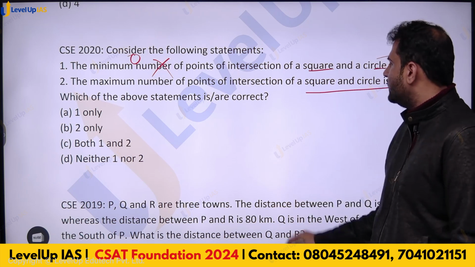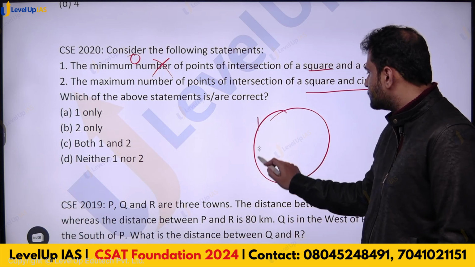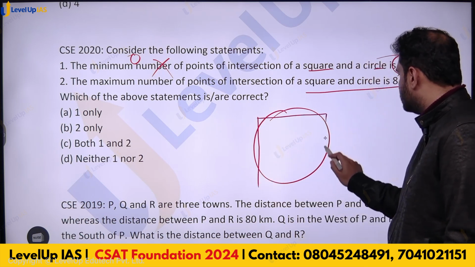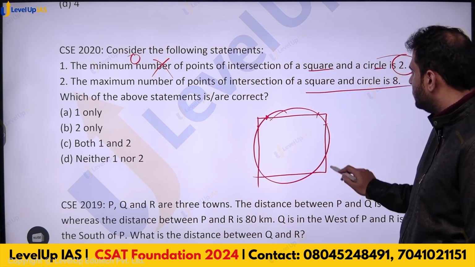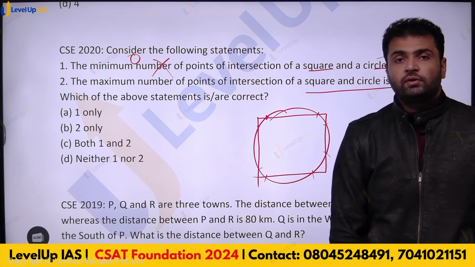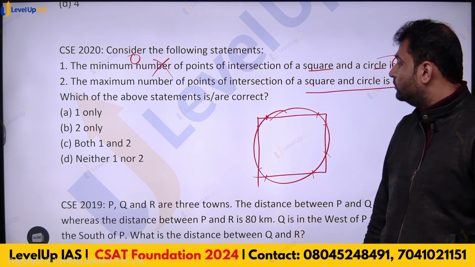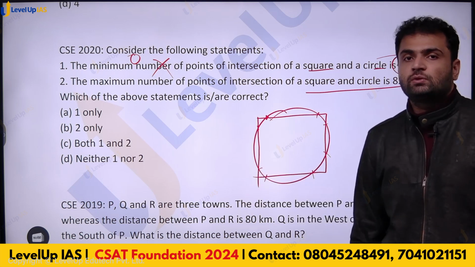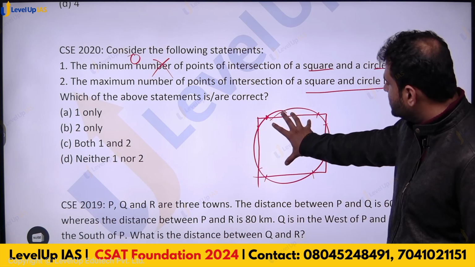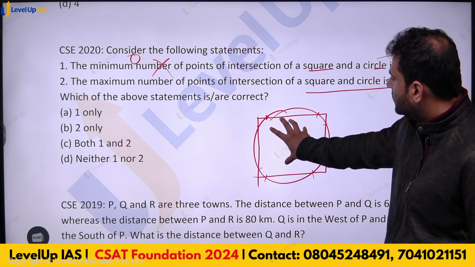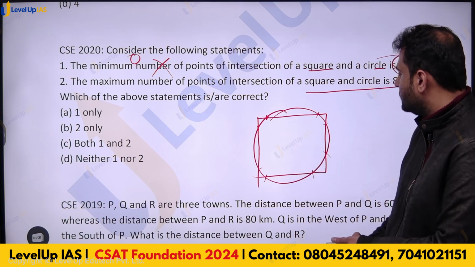This is a correct statement and we can have a circle like this and a square like this, where we have 1, 2, 3, 4, 5, 6, 7, 8 points of intersection. There are no other situations where more intersections can happen. You can imagine that you are bringing this circle inside. So, slowly, this circle comes entirely inside.